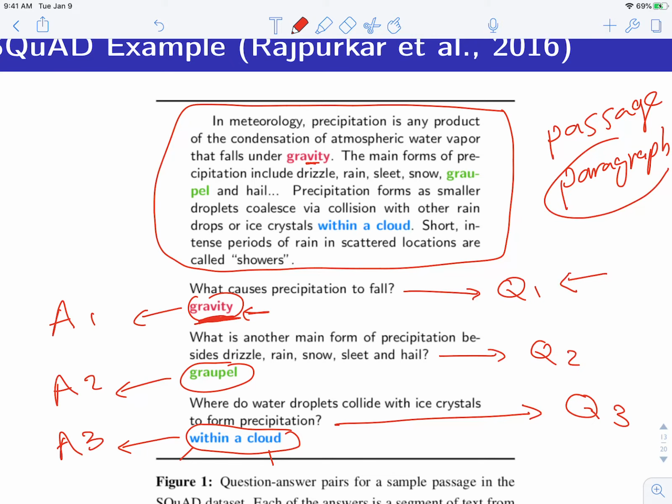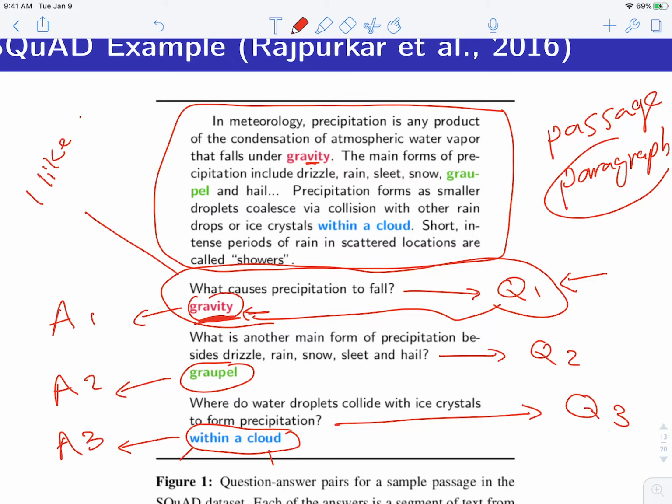So now I have a question answering data set. This is a question and the answer to the question, and then I can train a model to, given a question, answer the question for me. Basically, the question is analogous to "I like pizza" in the case of sentiment analysis, because I need to understand the question so that I can know the answer.